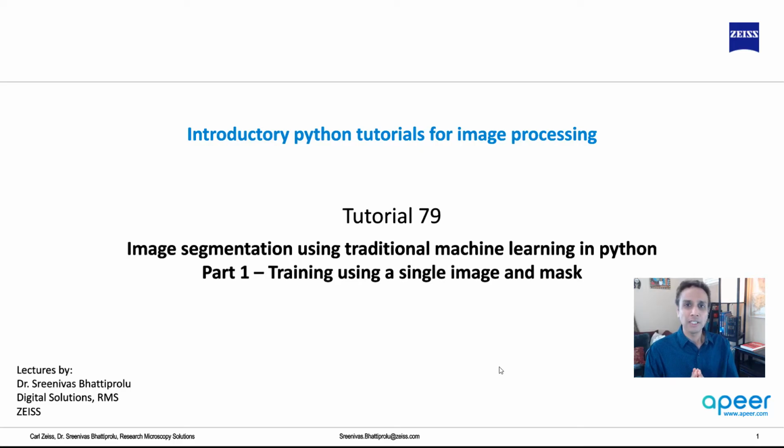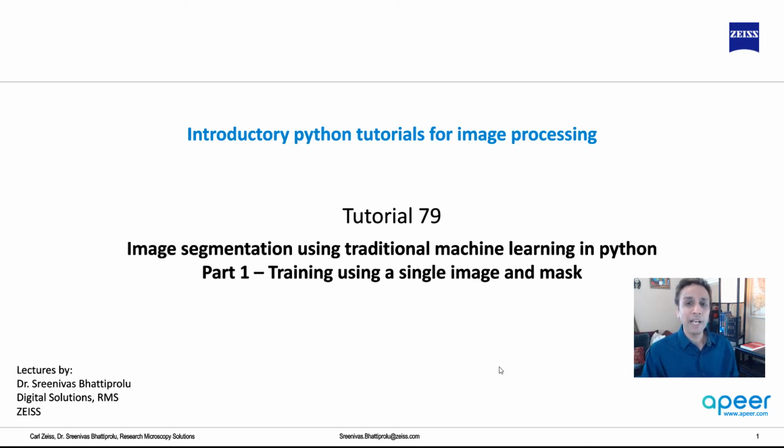In this tutorial, let's implement the plan that we discussed in the last video, which is to read an image and corresponding mask, or a labeled image, and train a machine learning model. Let's try both random forest and SVM, support vector machines, and create a model that we can use to segment future images that look very similar to the images that we have used for training, of course.